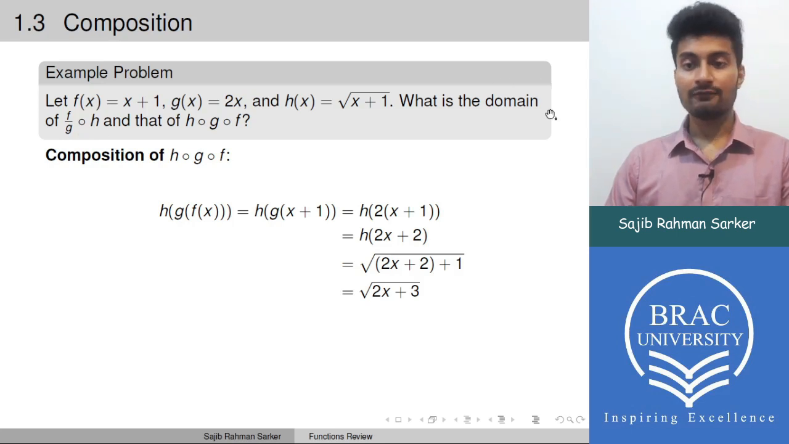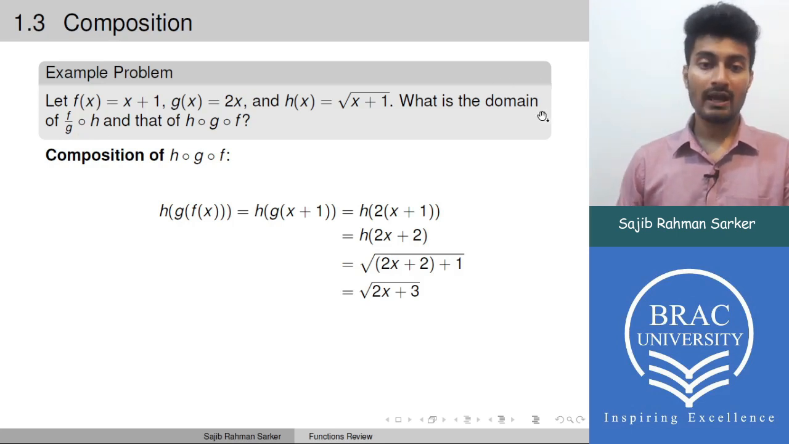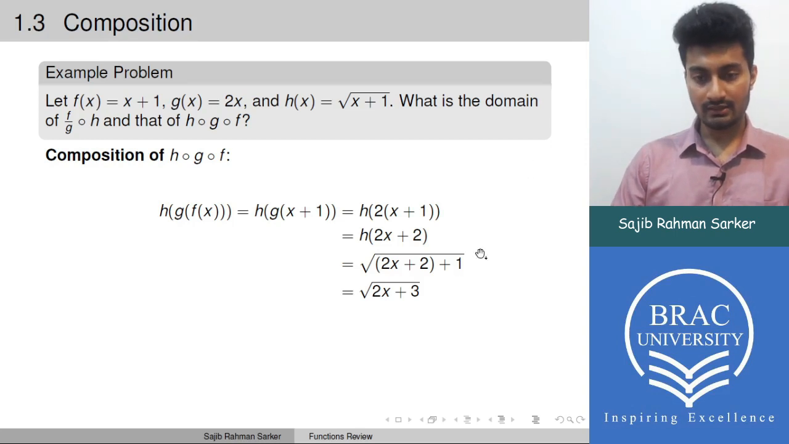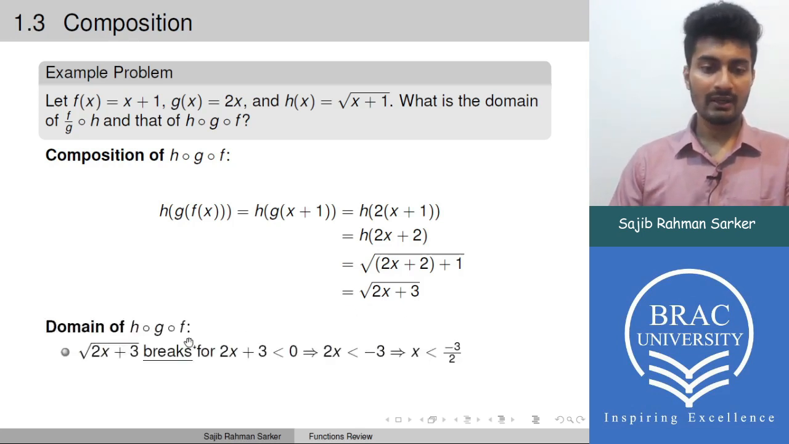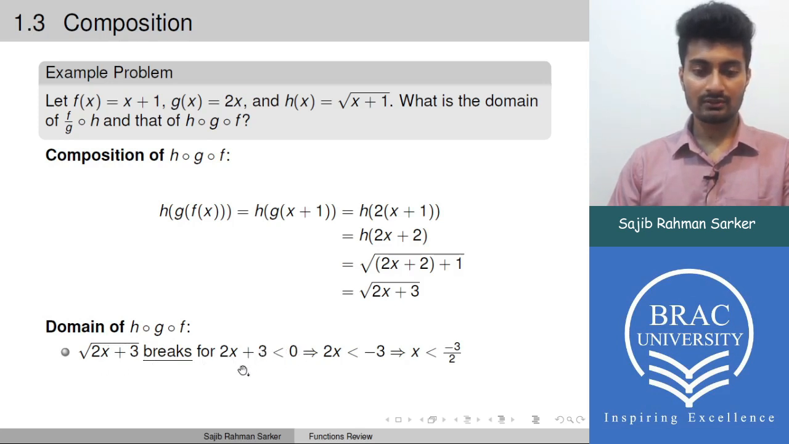Now we have to find out the domain. Again, we have to ask what can take in without breaking this function. What values this function can take in. Now we have square root, and we know that square root breaks when negative inside. So to find out the domain, we see that the square root of 2x plus 3 breaks for any negative value inside. So 2x plus 3 smaller than 0, which is negative.